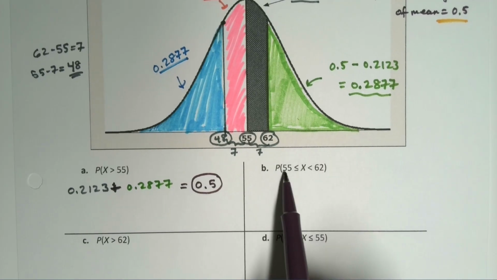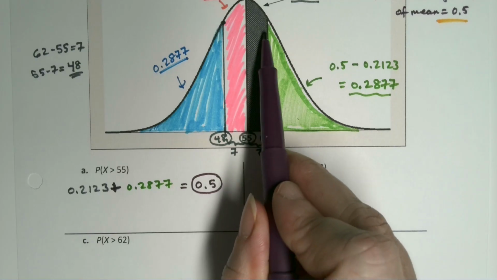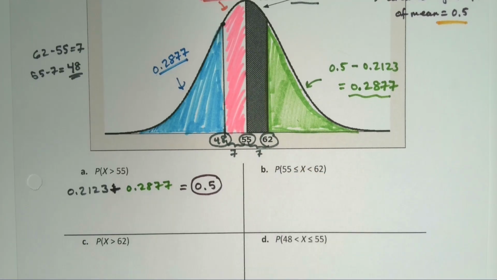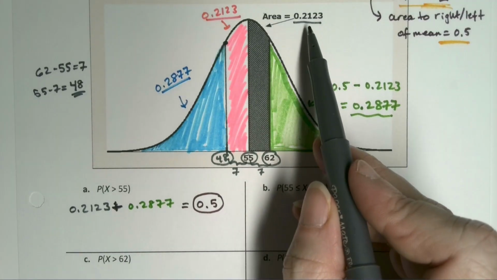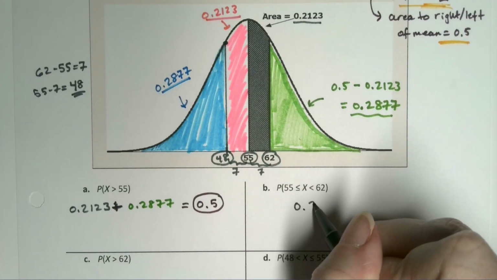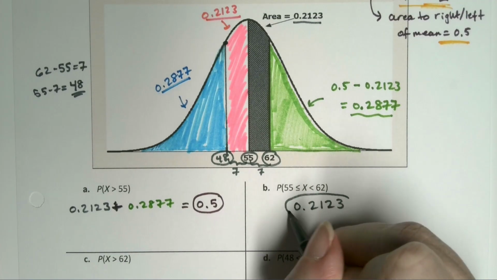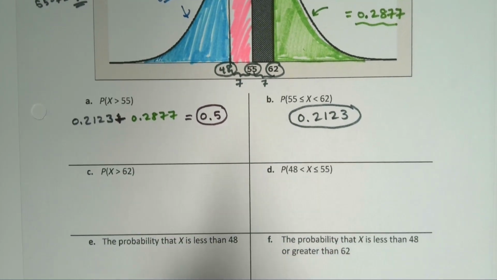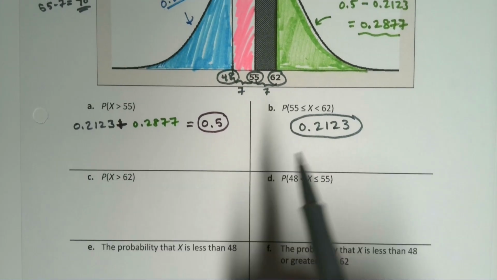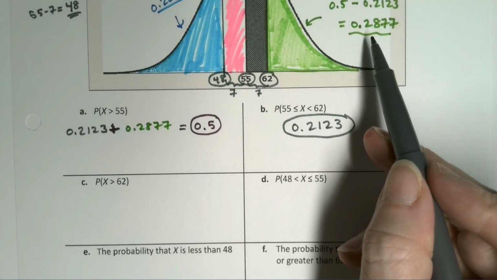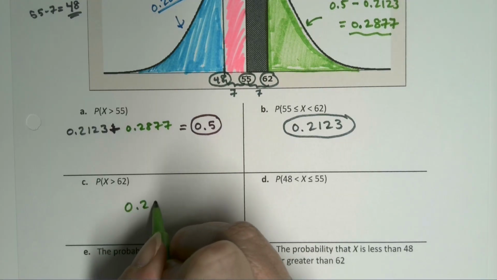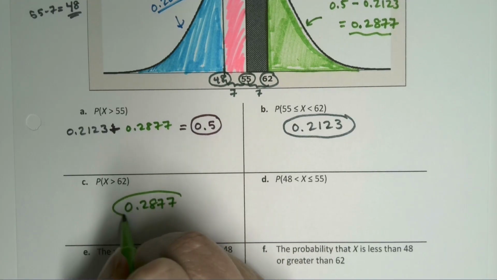All right. What about 55 to 62? What about just this section from 55 to 62? X is between those two. Well, that's just the charcoal section that was given. So that's 0.2123. So far, this is not bad at all, right? Okay, now what about greater than 62? Well, greater than 62 we already found. That's the 0.2877. It's only the green section.